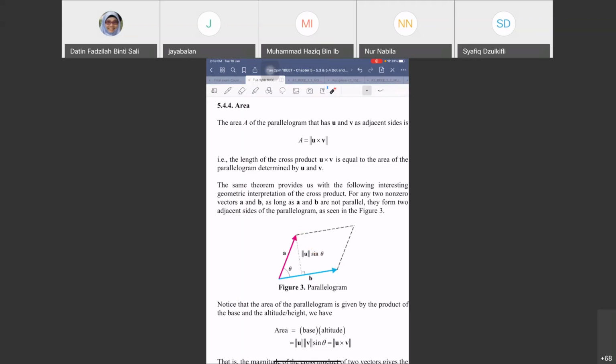Okay, because triangle means you cut into half. So if you want to find area from two vectors, of course you will be dealing with the magnitude of those vectors, because if you want to find area, it will be dealing with the length of the diagram. We're talking about length, right?